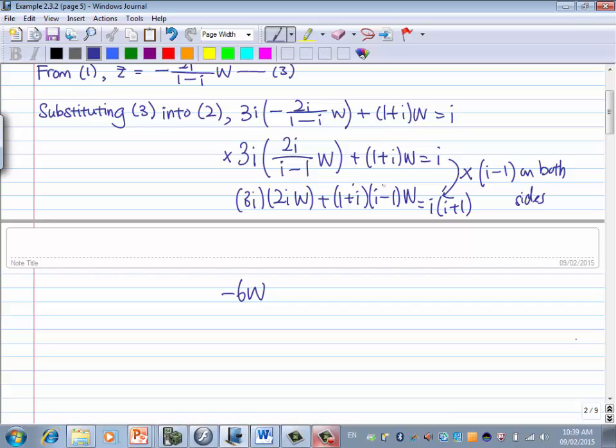Here, two terms, so let us do it step by step. 1 times I will give me I. Then 1 times negative 1 will give me minus 1. I times I will give me, again, I squared, which is negative 1. I times negative 1 minus I, W. Correct?